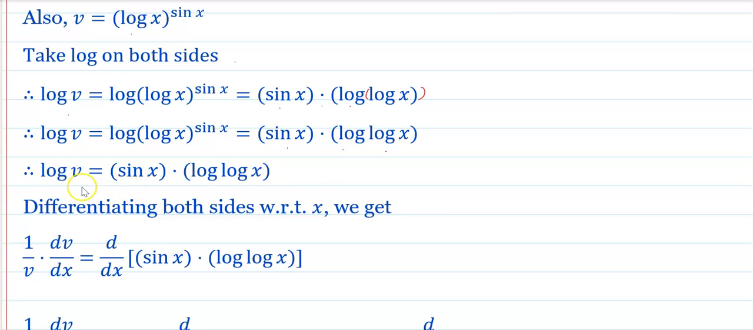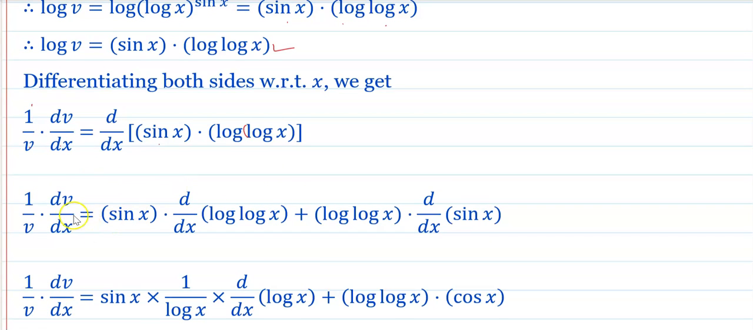Therefore we'll apply here the product rule for the differentiation. Differentiate both sides with respect to x. Log of v, the derivative is 1 upon v into dv by dx. d/dx of sin x into log of log x. Okay, this is the log of log x. Okay, next, 1 upon v into dv by dx. Apply here the product rule. First keep sin of x as it is, d/dx of log x. Okay, I will write again one more bracket.